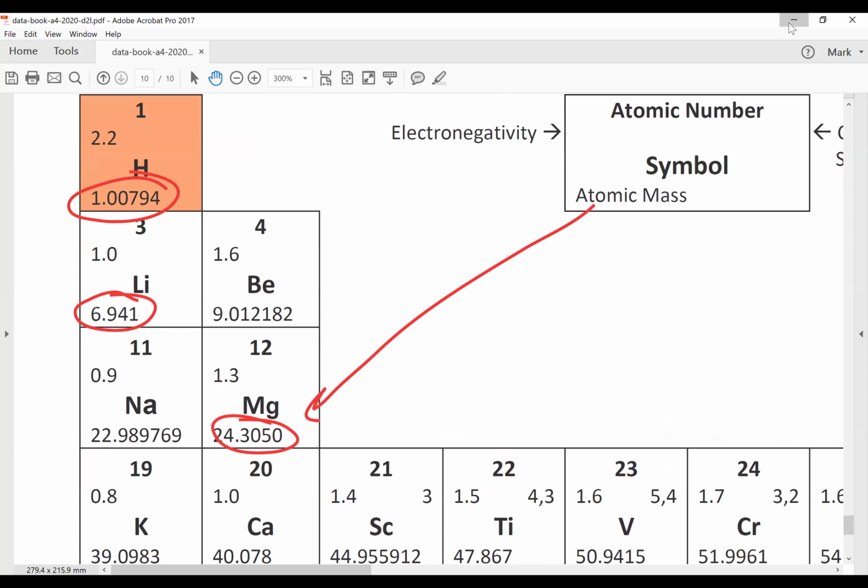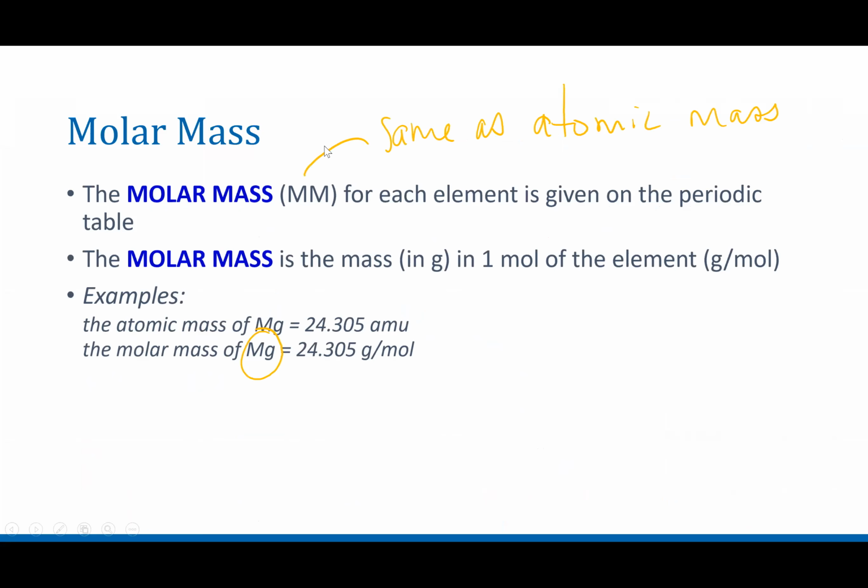Now, this is the finale of today, guys. I'm done after this. What about if it's not an element? What about if you need to find the molar mass of a compound? So something like MgCl2. What would you do for this? Or MgNO3. How would you find the molar mass for this?